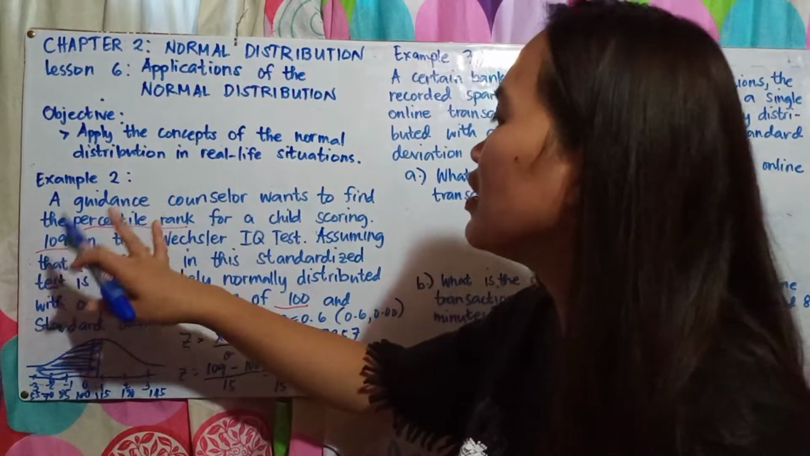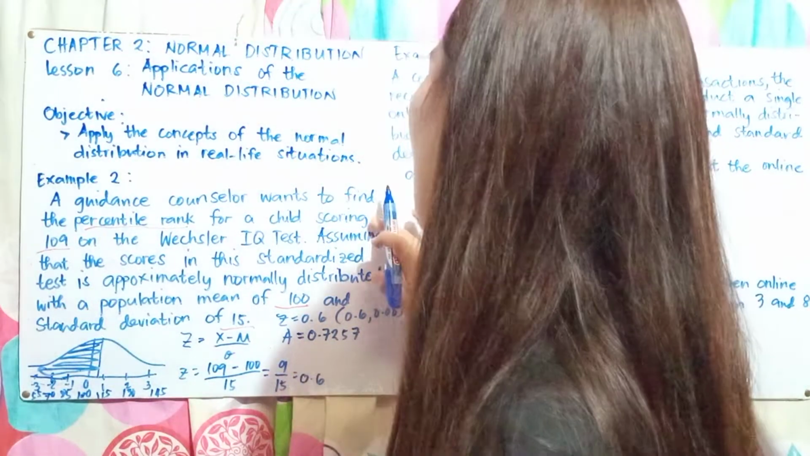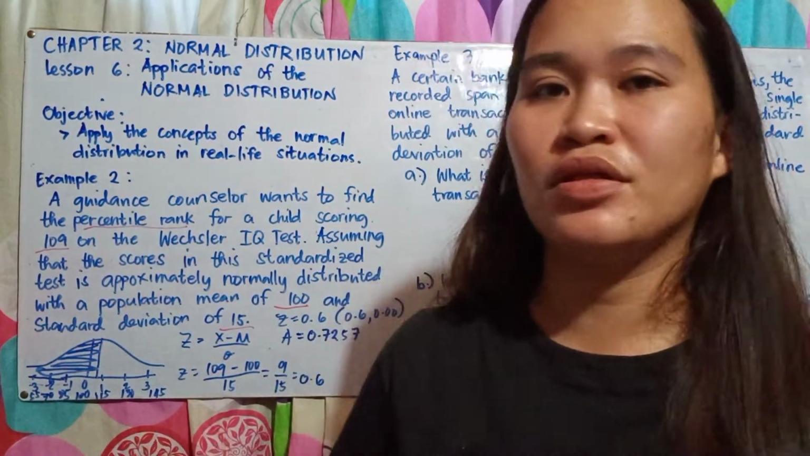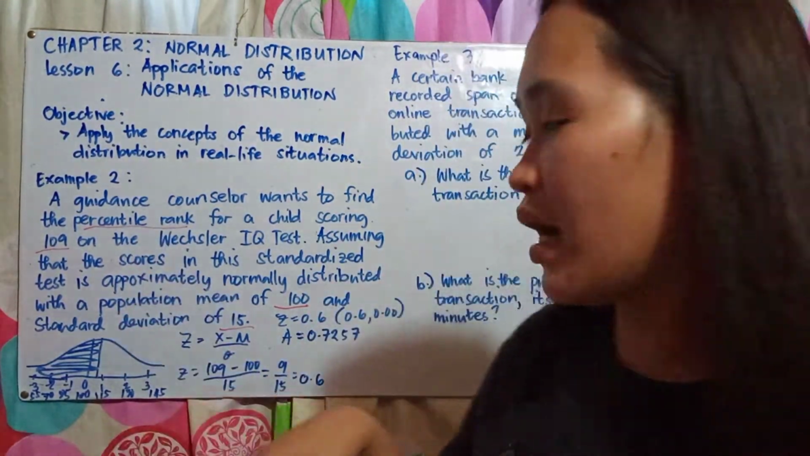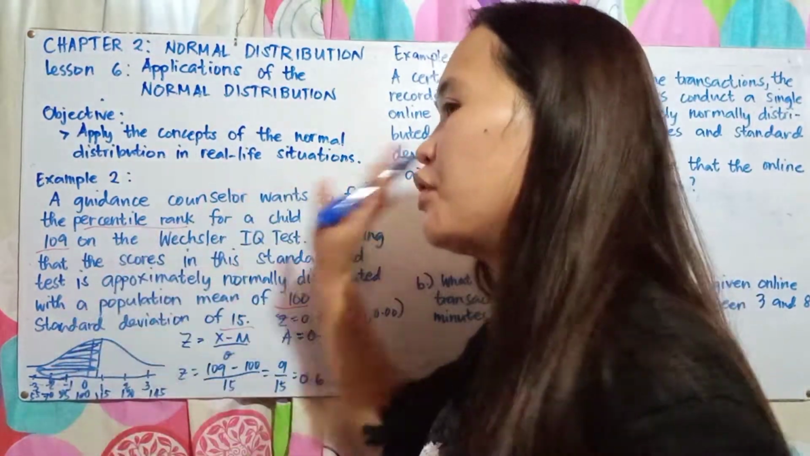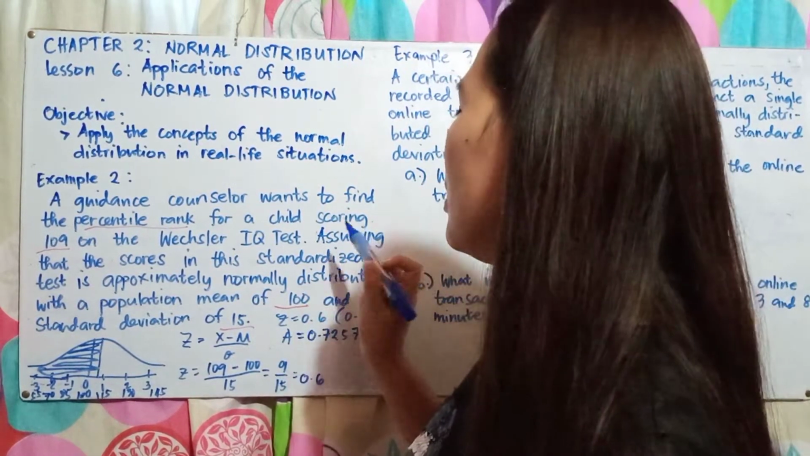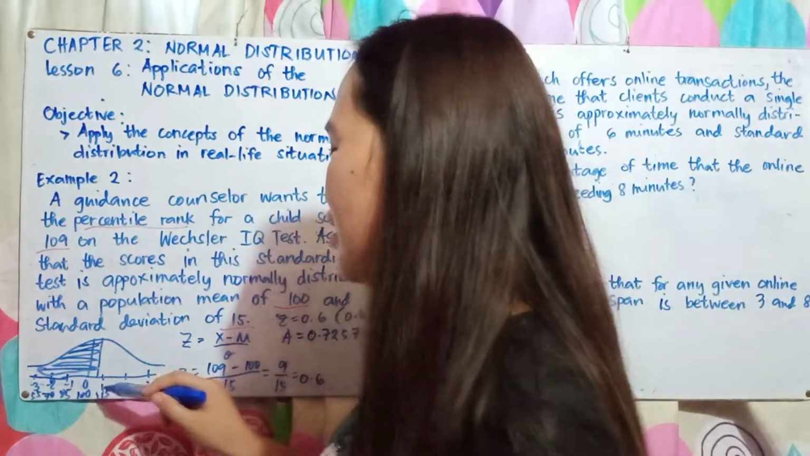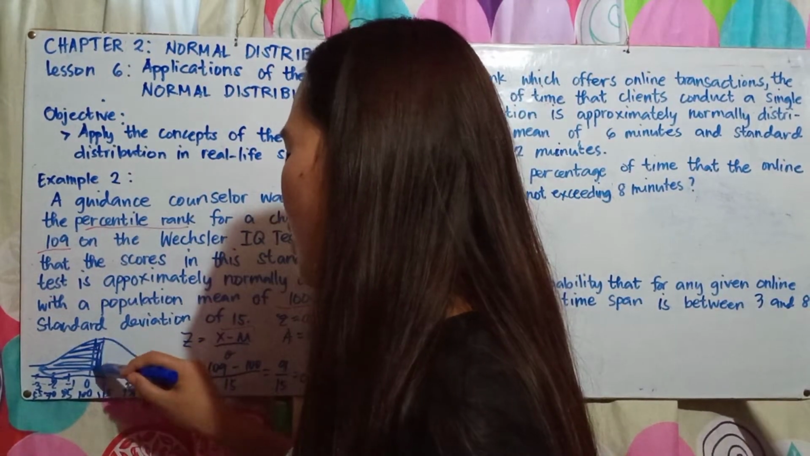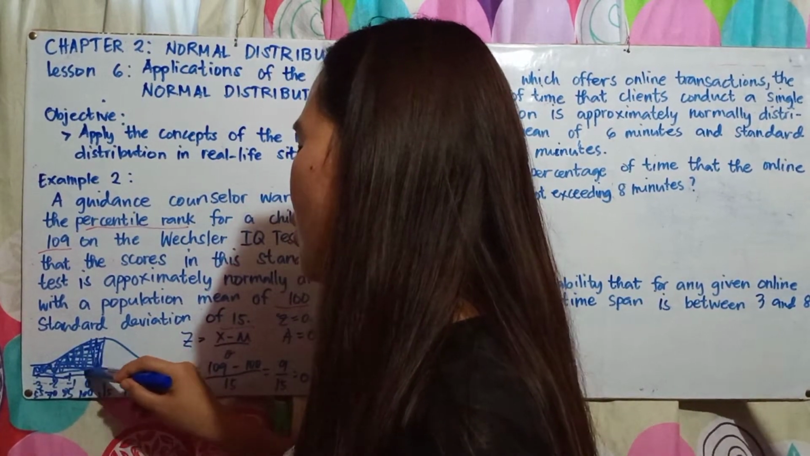Pero kung nag-iingon dira above 109, scoring above 109 or greater than 109, padulong sa right ato ang shaded portion. Since wala man, ang ingon lang man is scoring exactly 109. So ani lang ato ang shaded region sa ato ang curve.